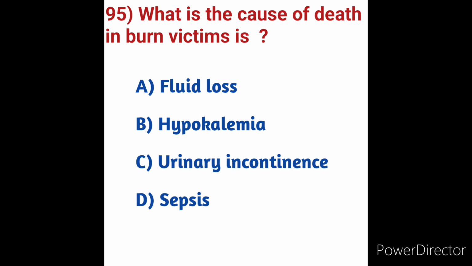What is the cause of death in burn victims? What is the major cause of death in a burn victim? We will see the options here. Option A, fluid loss. Option B, hypokalemia. Option C, urinary incontinence. Option D, sepsis.